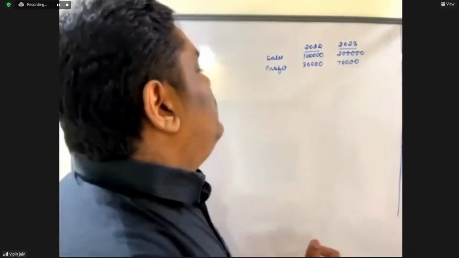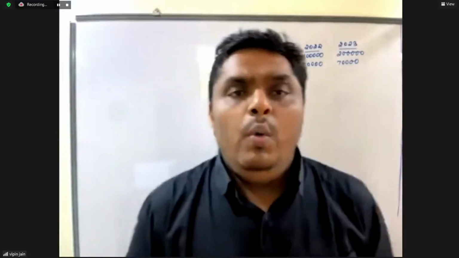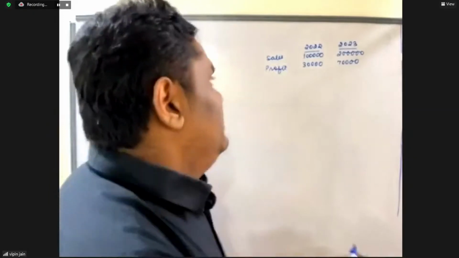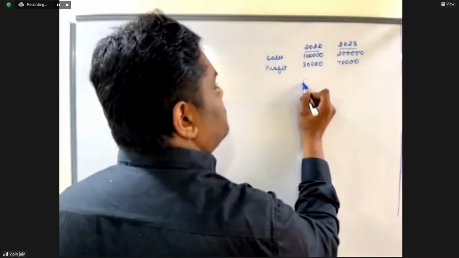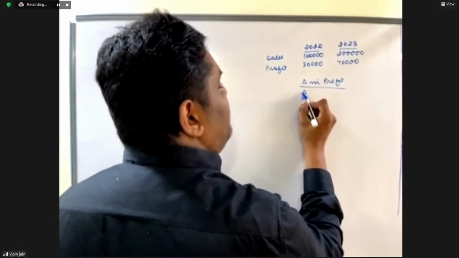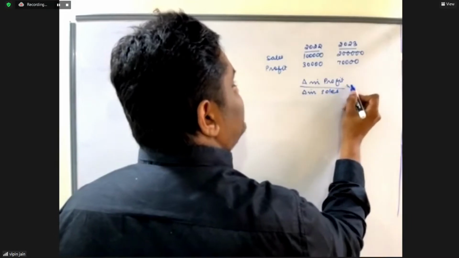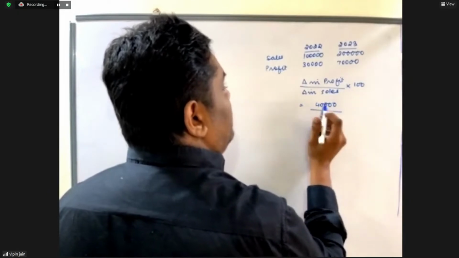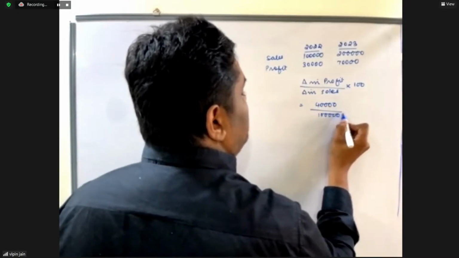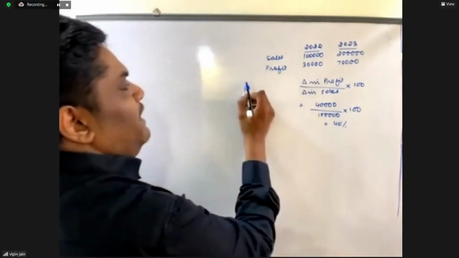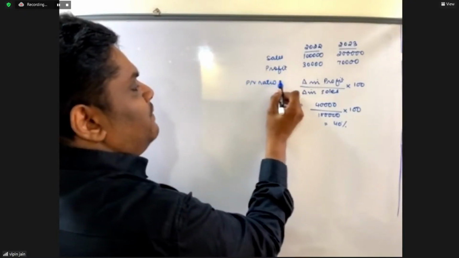Now we want to calculate the PV ratio. When talking about the change in profit, it represents the change in contribution because fixed cost remains the same. So herein, the change in contribution, or we can say change in profit, is how much? Very simple. That is 40,000. And here the change in sales is 1 lakh. So we can say my PV ratio is how much? 40%.